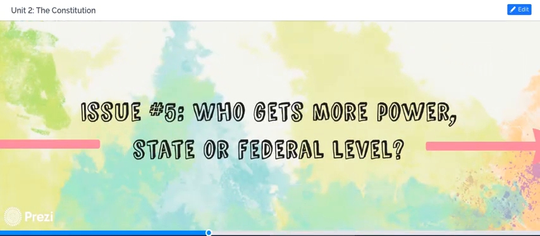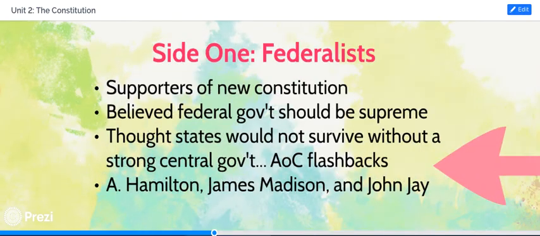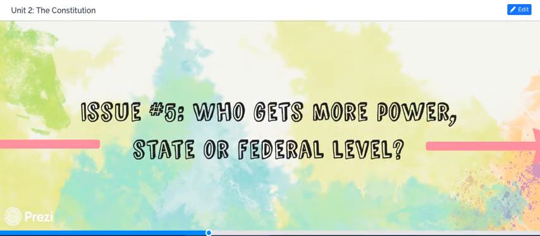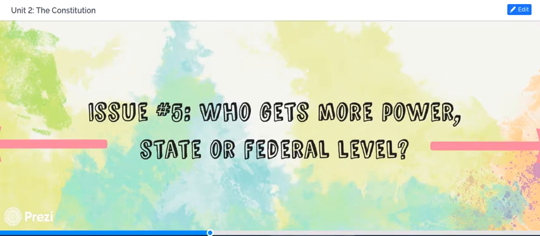All right, and then issue number 5, who gets more power, the state or the federal level? Well, this is the one, not slavery, not choosing a leader, not representation. This is the one that gives us our first two political parties, because our founding fathers were kind of petty. All right, so who gets more power, the state or federal level?